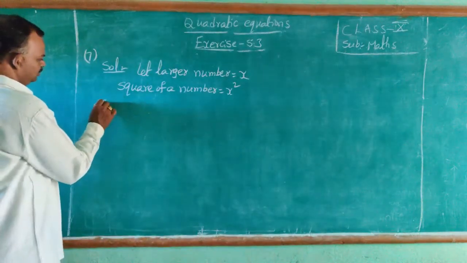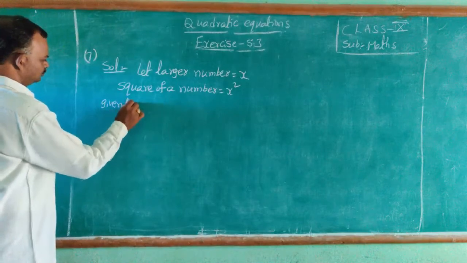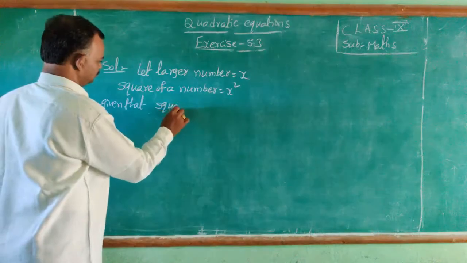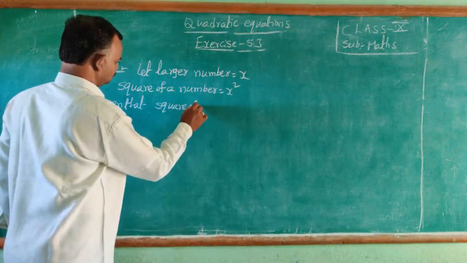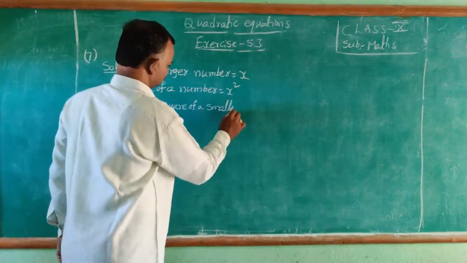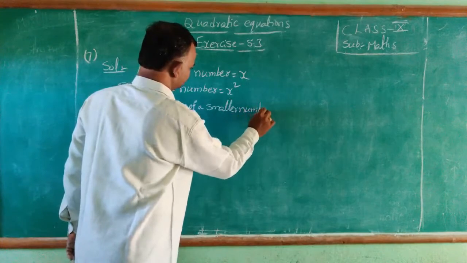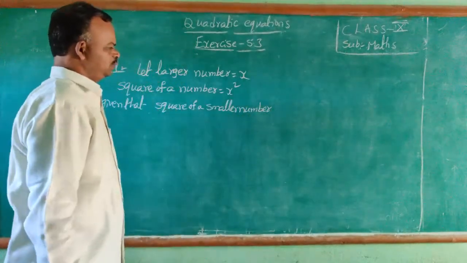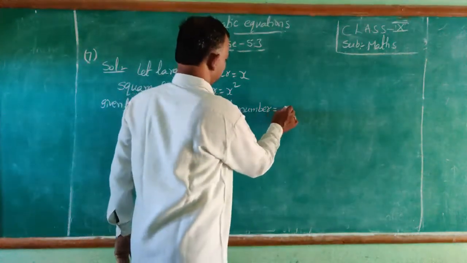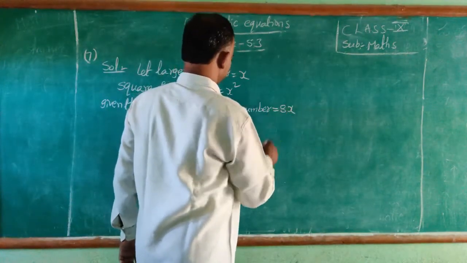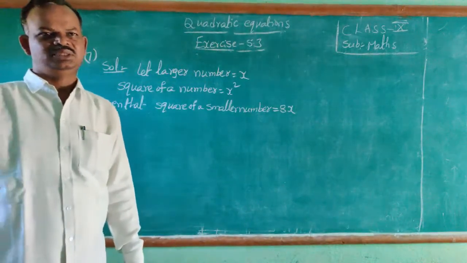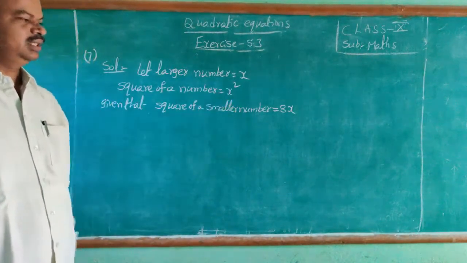Next, given that the square of the smaller number is 8 times the larger number. So it is 8x. Square of the smaller number is 8 times the larger number, so 8 into x, that is equal to 8x.